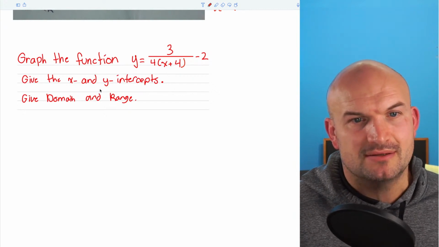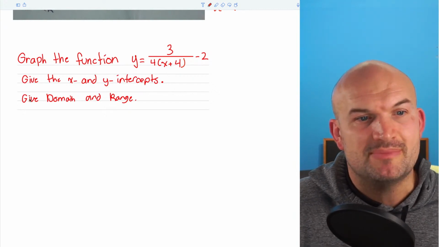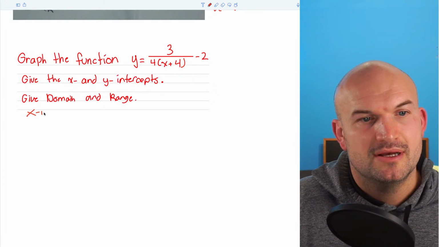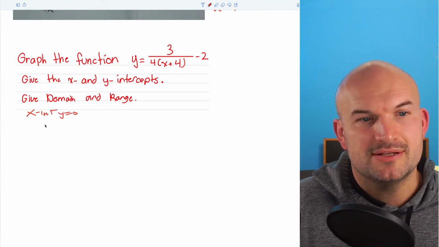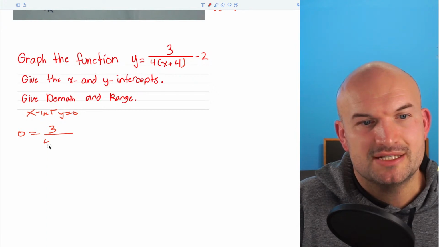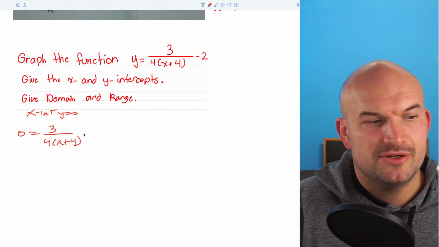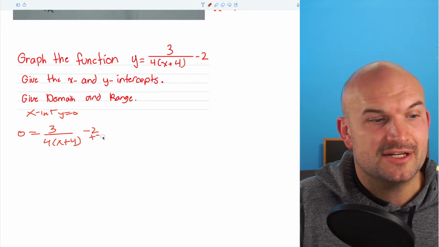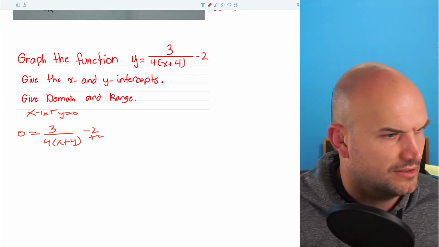So a couple things. X and Y intercepts are fairly basic. If I want to find the X intercept, then I know Y is equal to 0, right? So just plug 0 in for Y, and you're going to get 3 over, now this problem is actually not as nice, minus 2. So now what we're going to need to do is add a 2, and actually, hold on.